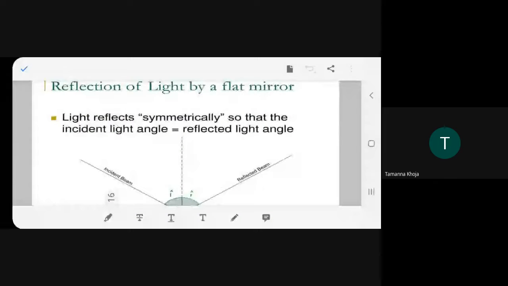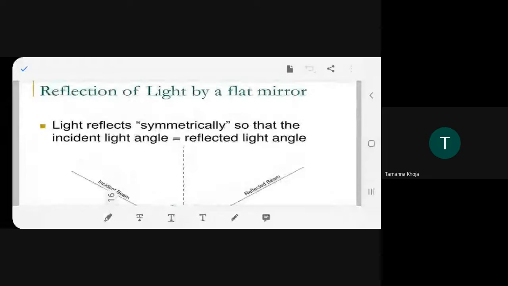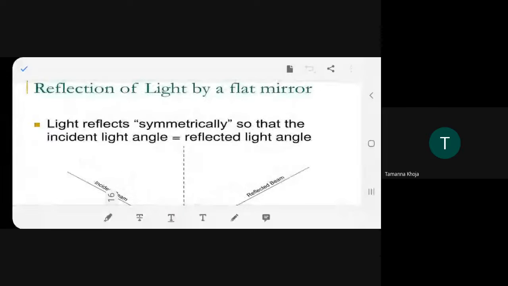We see reflection applied by a flat mirror. Please read it. Reflection of light by a flat mirror. Light reflects symmetrically so that the incident light angle is equal to the reflected light angle. What is the first law by a flat mirror? That light is reflecting equally.